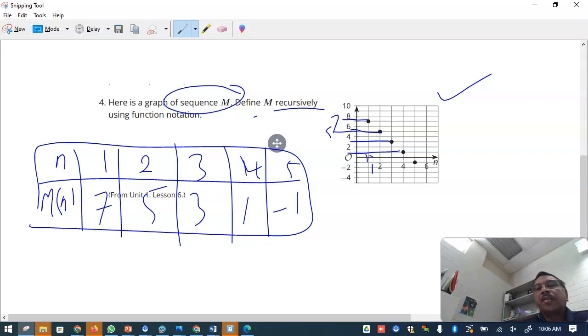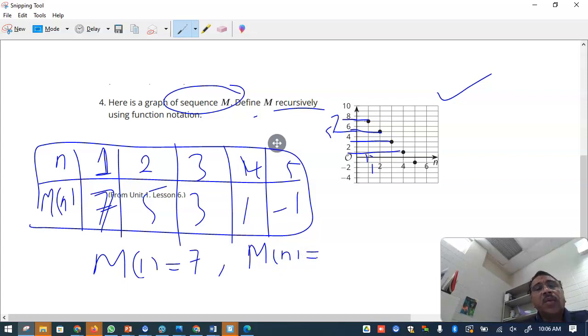So to find the recursive definition, you always start with the first one and you say m of 1 is 7, the very first number. And then the number at any position is what you have in the beginning, that is 7. It goes down. So each time you reduce by 2. So that means there is a common difference, the rate of change. So all you do is it starts with the first number 7.